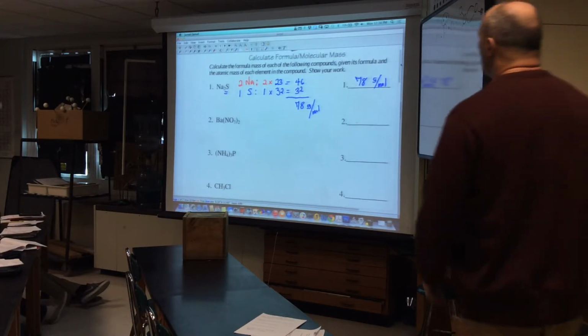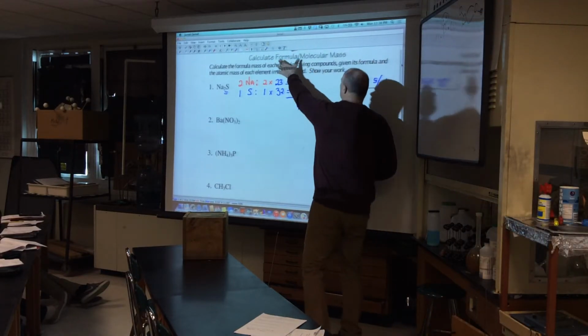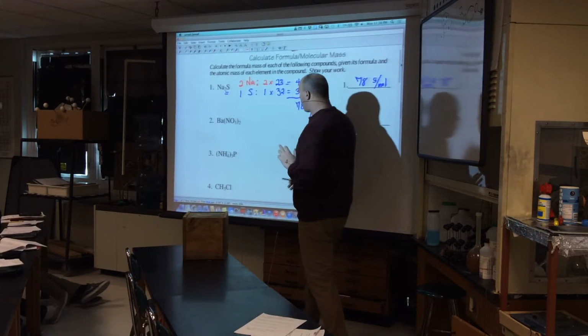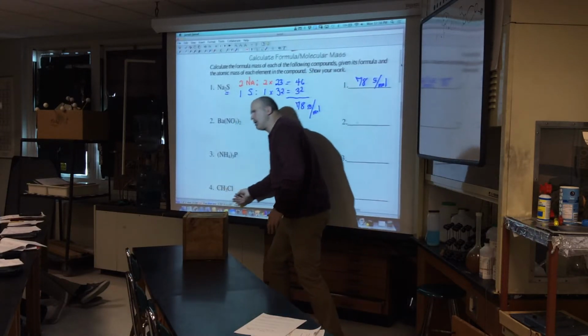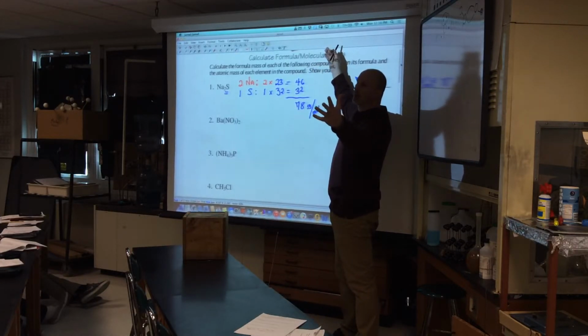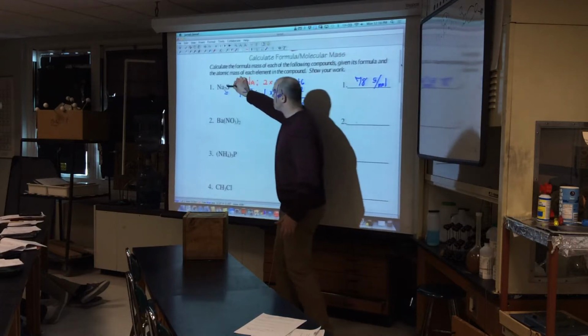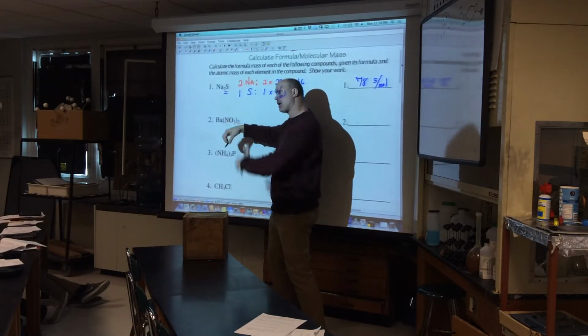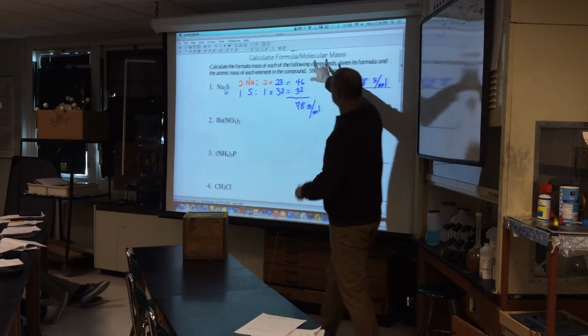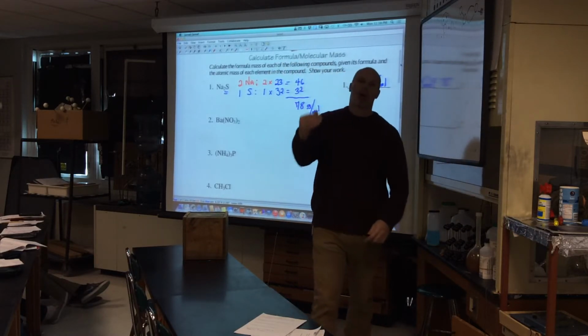Now, by the way, you'll notice I say formula mass. That's for things that are ionic. When you start having things that are covalently bonded, we call it a molecular mass. It's the same thing. These are not really molecules. Remember, these are ionic. They're making crystals. So it's the same exact thing. They just use different names for it. But it's the grams per mole.